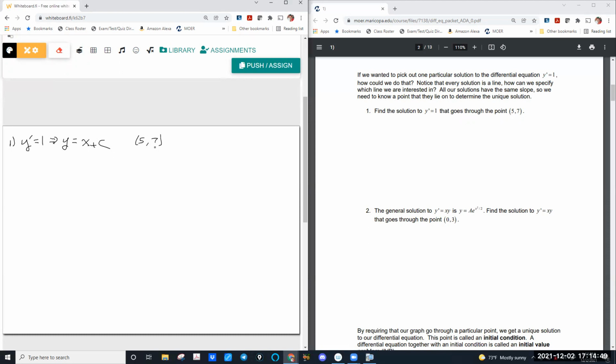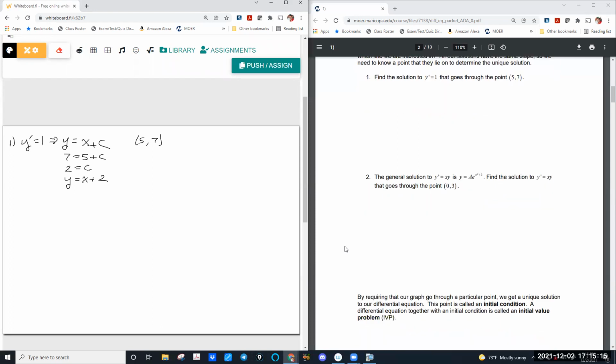And this is just like solving for c back when you did antiderivatives. You plug in 5 for x, 7 for y. You can see that c has to equal 2. So the unique solution to this initial value problem is y equals x plus 2. A lot of problems we're going to do, especially once we get into the applications, are going to be what are called initial value problems, meaning that we're given some kind of initial condition so we can get the unique solution.